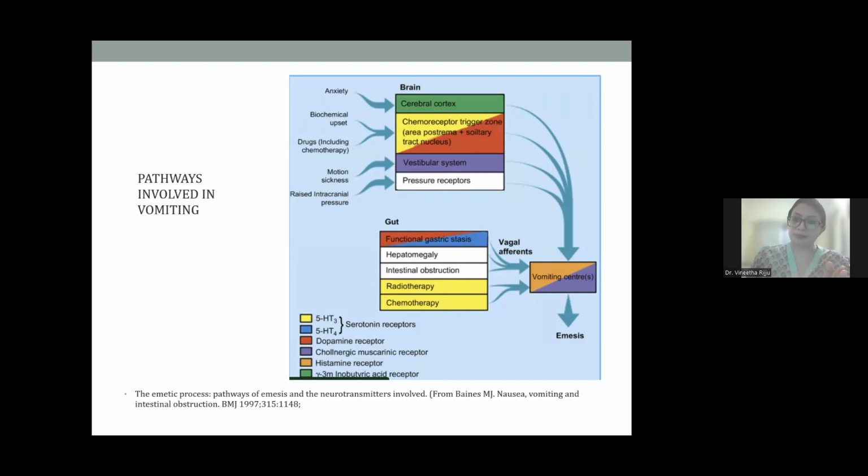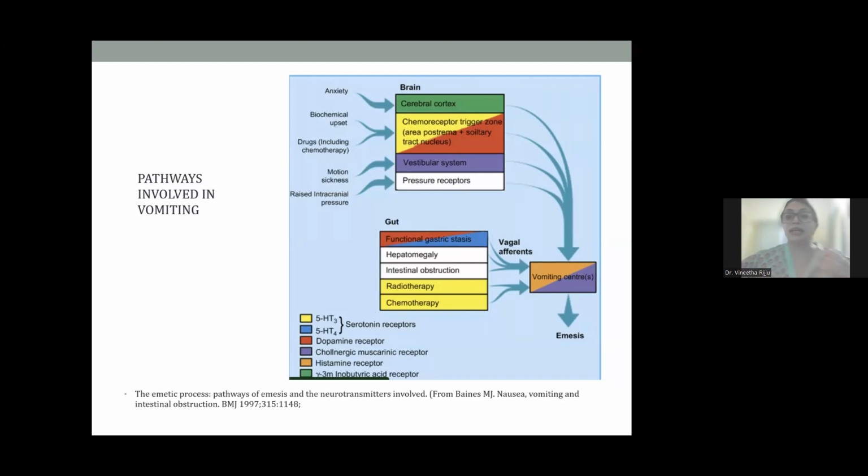anticipatory vomiting. Anticipatory vomiting, you can see that it is the pathway from the cerebral cortex to the vomiting center, which stimulates the vomiting center to cause the vomiting. Whereas a biochemical upset, like a drug like chemotherapy, it affects the CTZ. It stimulates the CTZ, the chemoreceptor trigger zone. Okay, now that is a pathway.